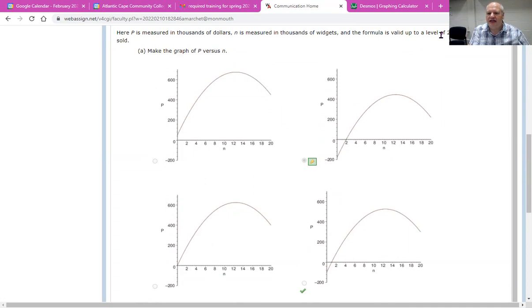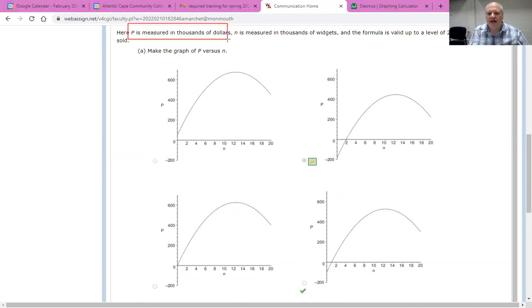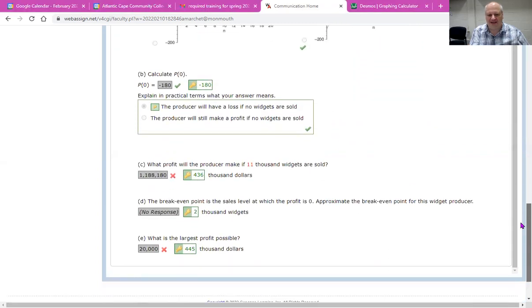N is measured in thousands. See that? P is in thousands of dollars. N is in thousands of widgets. So if we're telling you 11,000, then you just let N equal 11 only. And we could get that quickly by looking at Desmos.